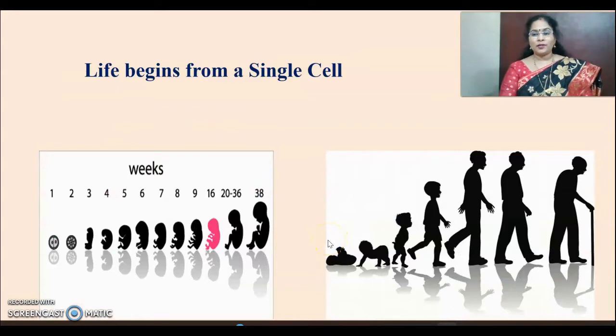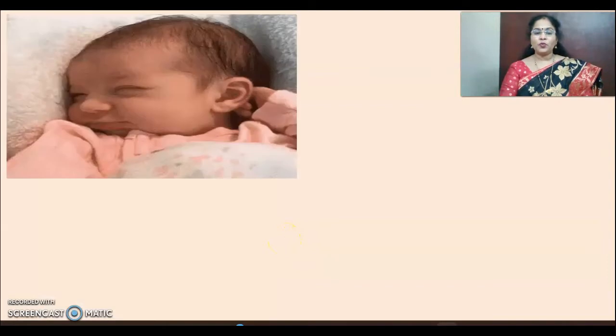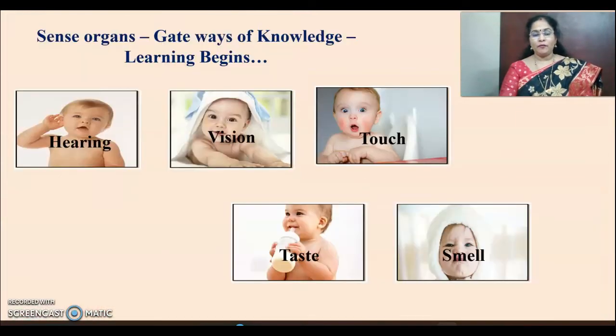Let's start. What is learning? Life begins from a single cell. At the time of birth, the child knows only to cry and smile. Later on, the child keeps learning one after the other with the environmental influence. Child keeps learning through the sense organs. That's why the sense organs are otherwise called gateways of knowledge.